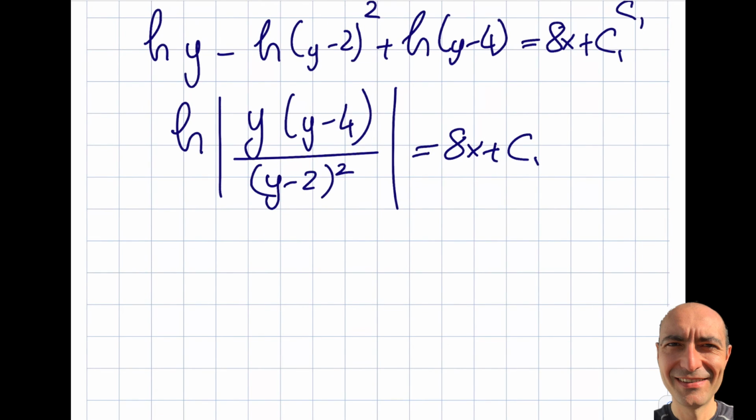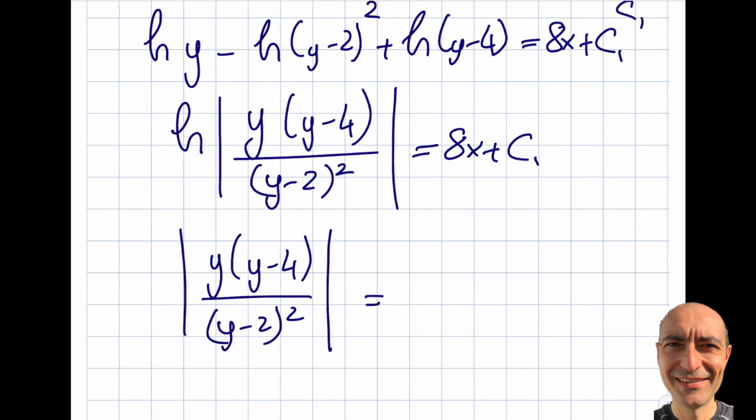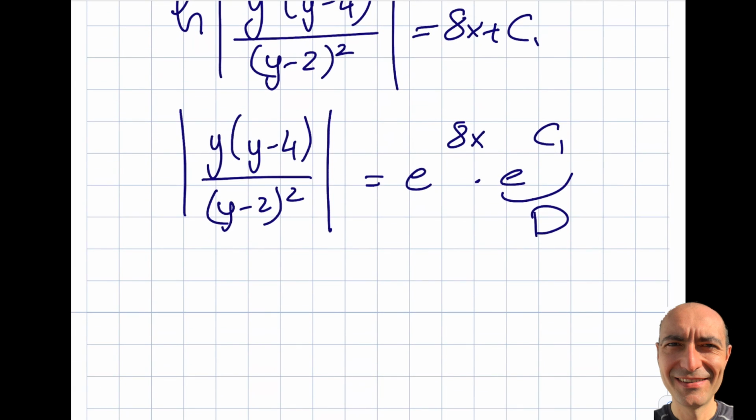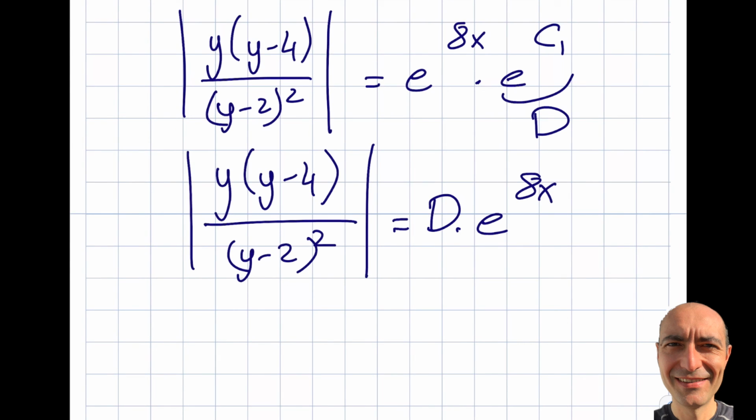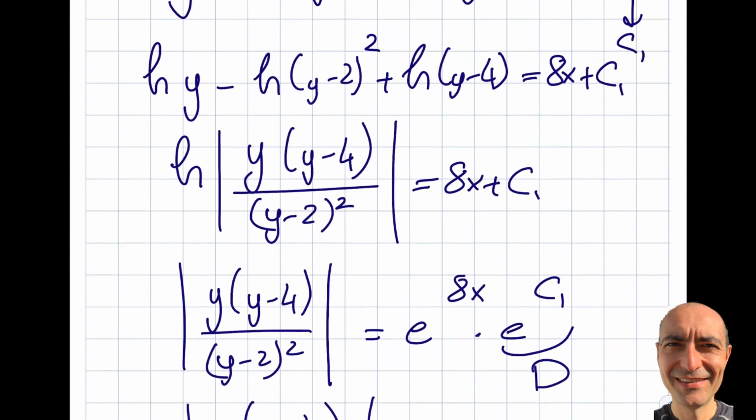I proceed with it. I take e to the power of both sides, so I will get y times y minus 4 divided by y minus 2 squared will be equal to e to the 8x times e to the c1. And e to the c1 is still a constant, so I'll call this d, and I will have y times y minus 4 divided by y minus 2 squared is equal to d times e to the power of 8x.